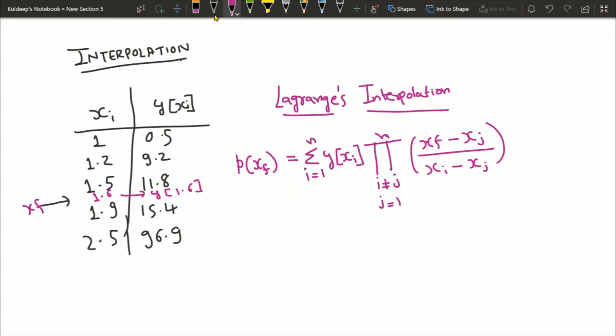So it is 1, 1.2, then the next should be 1.4, then 1.6, and so on. Okay, so I will not discuss those things, which can also be implemented in Mathematica, but I will talk about Lagrange's interpolation. So let us start doing this in Mathematica.